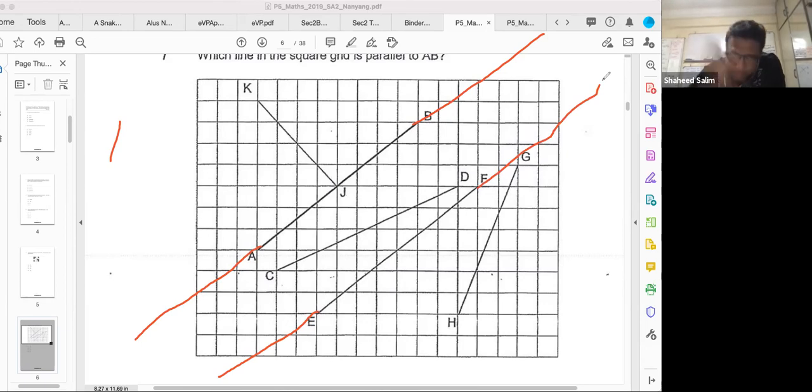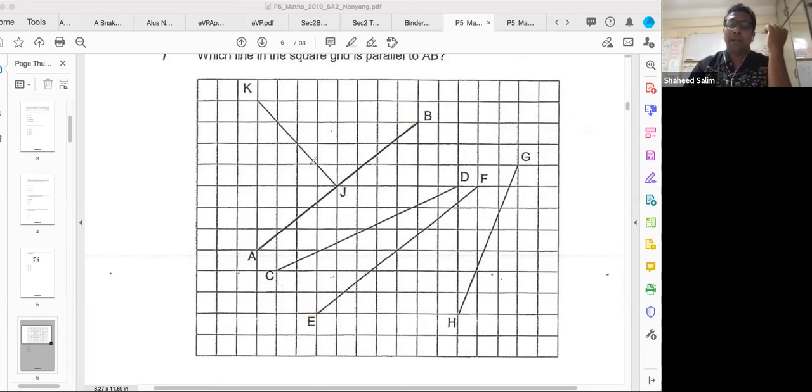Okay, this is parallel. Remember, parallel means they can never meet. No matter how long they live, how long you stretch, they will never meet. Then what are these two? They are meeting at 90 degrees. Oh, this is not 90 degrees. This is not perpendicular. Perpendicular must meet at 90 degrees.